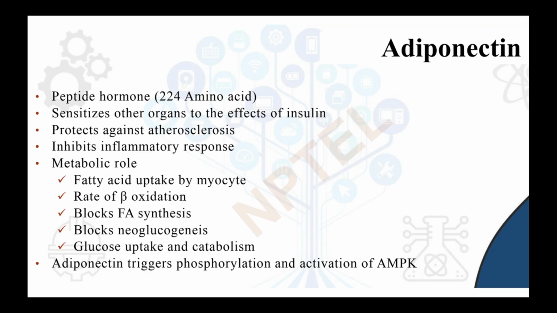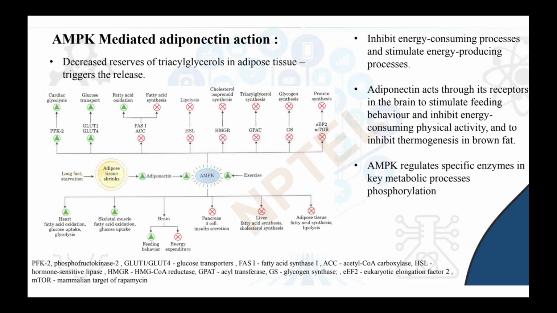All the pathways that create energy are upregulated, and it triggers the phosphorylation and activation of AMPK, that is AMP kinase. So this is AMPK mediated adiponectin action. Basically, adiponectin activates this AMPK, and AMPK, as you know, is a kinase.